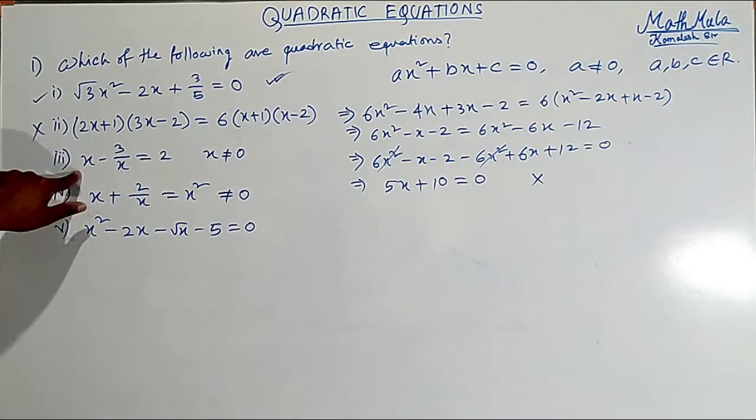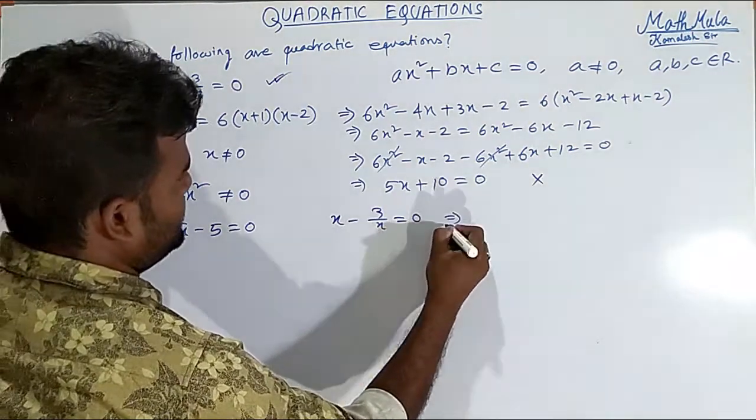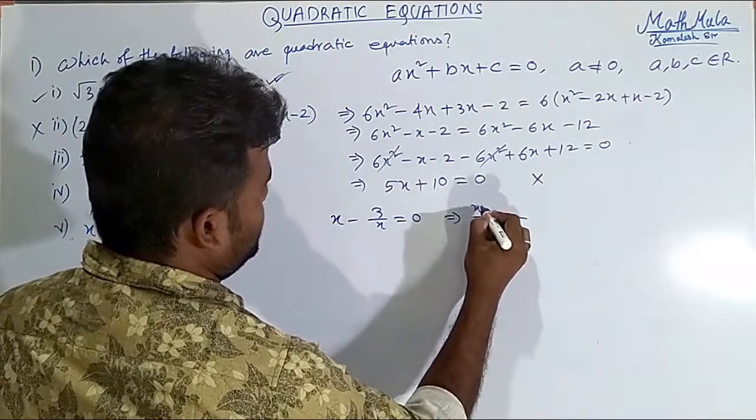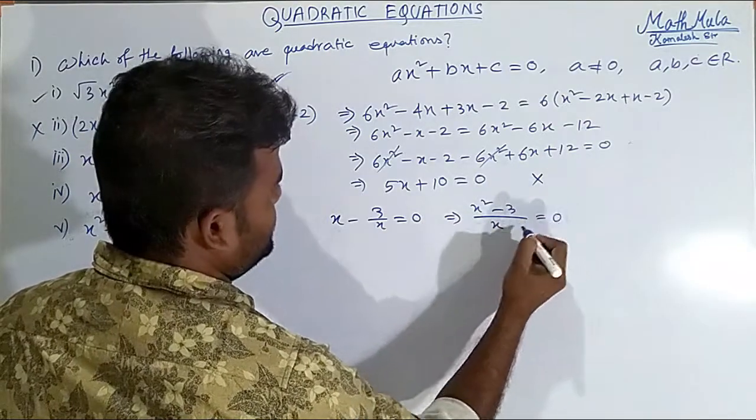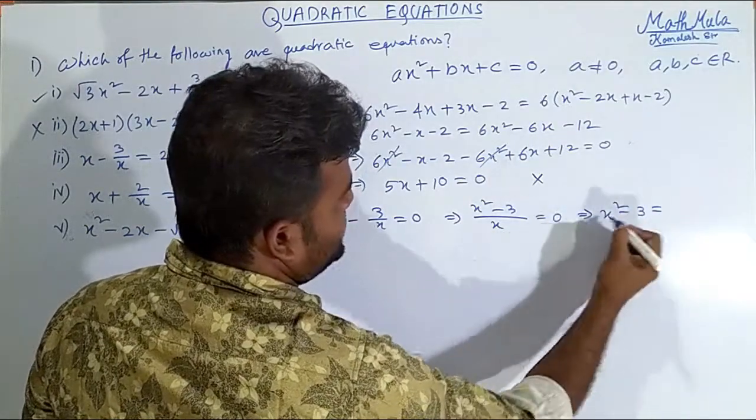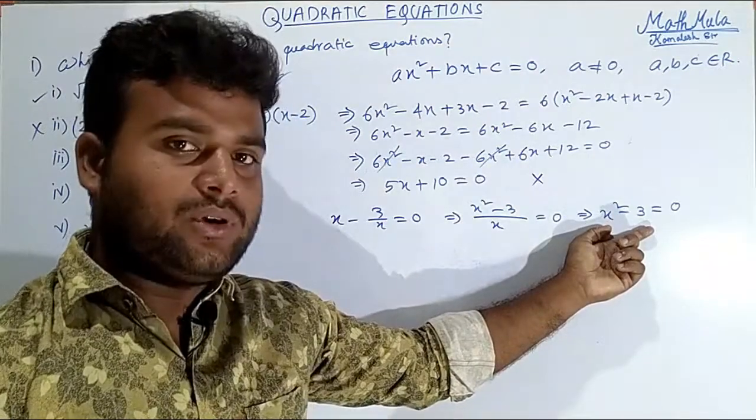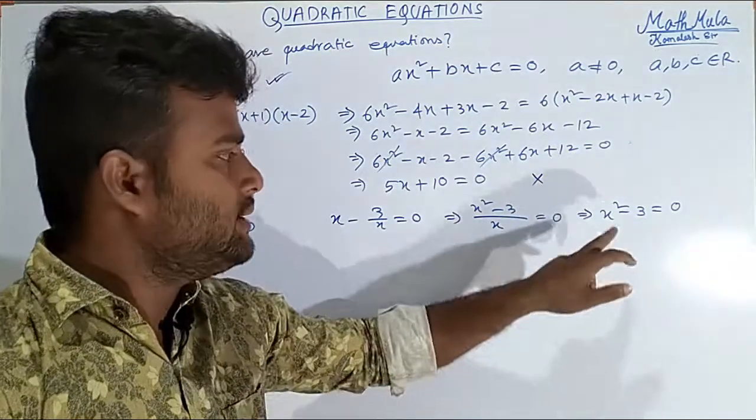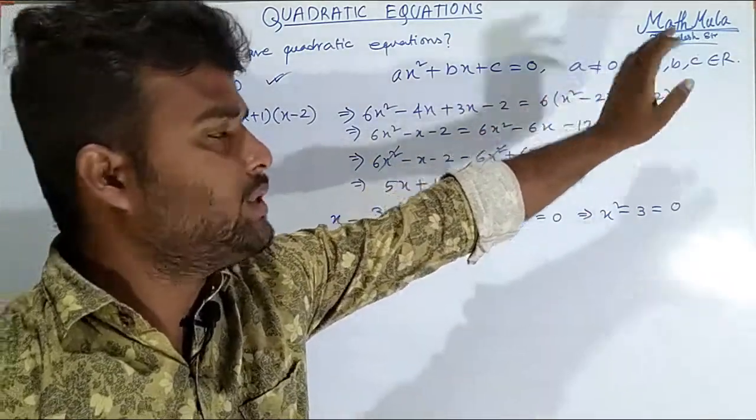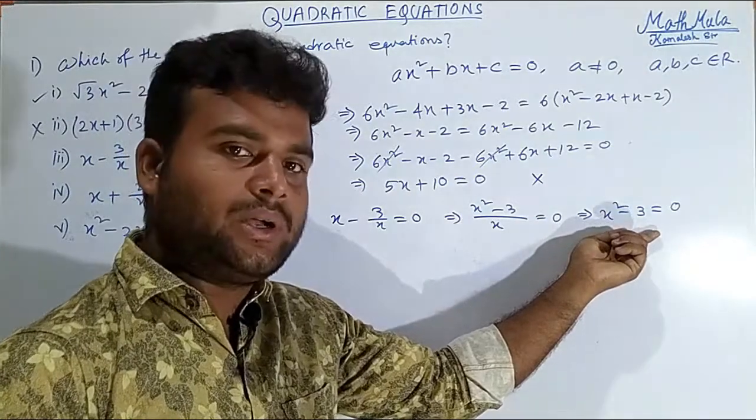Now for this equation, x minus 3 by x equals to 0. That implies, first take LCM, that is x, it will be x square minus 3 is equals to 0, and that implies x square minus 3 is equals to 0 into x, that is 0. Now look, in this equation, the highest power of variable is 2 and the coefficient of x square is 1, that is not equal to 0 and belongs to real number. That means this equation is a quadratic equation.